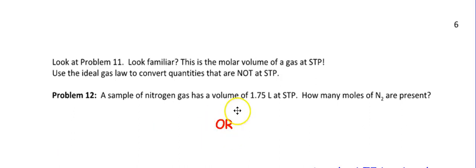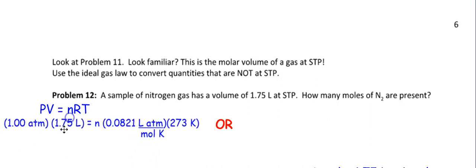So I want to do it two different ways. Notice I put a big "or" in here. I want to try it twice. So the first way I want to use is PV=nRT. So it's at STP, so what's my pressure? 1 atm. 1 times 1.75 equals n times 0.0821 times 273. So do you have your calculators handy? What is 1 times 1.75 divided by 0.0821 divided by 273? What do you get? This is what I got. Okay, so I got 0.0781.